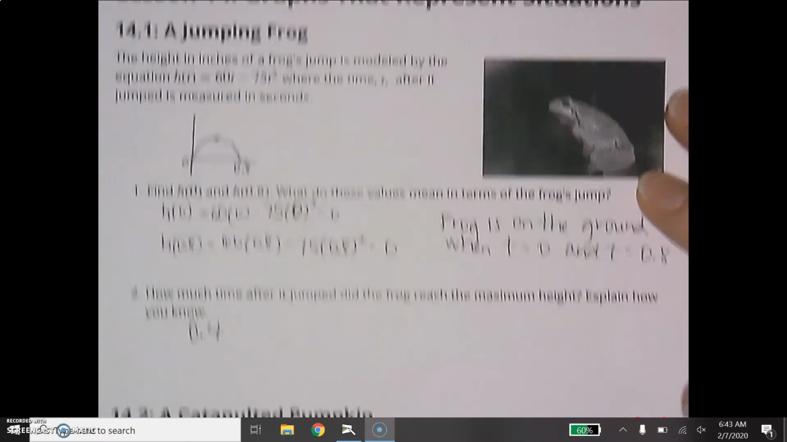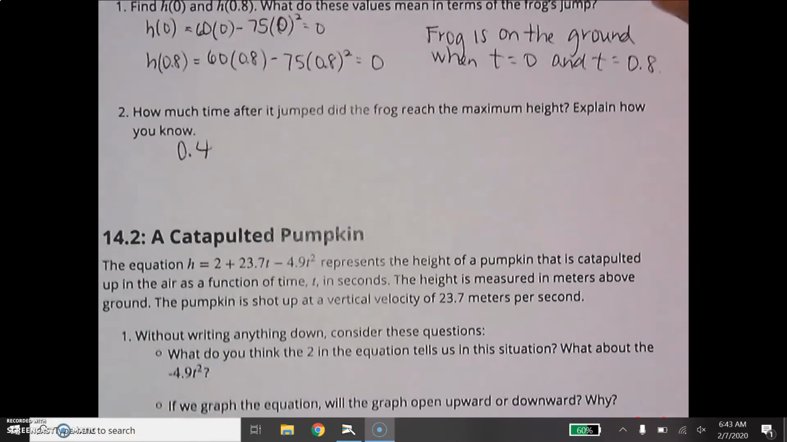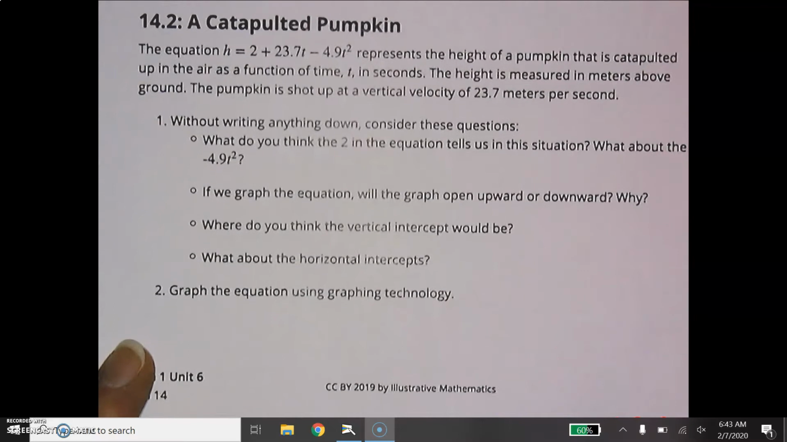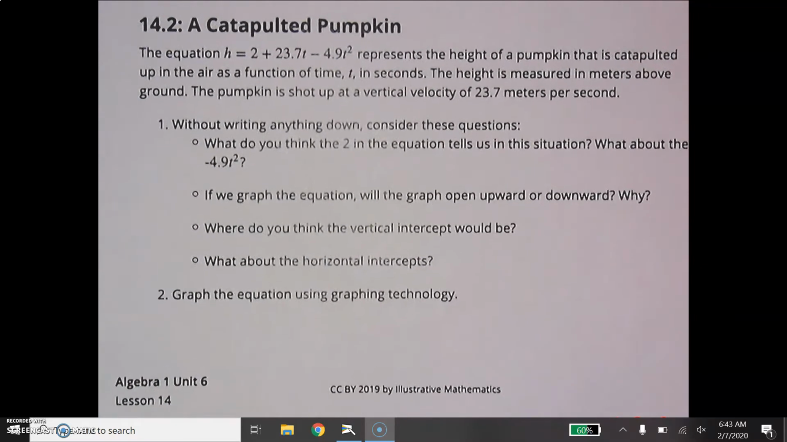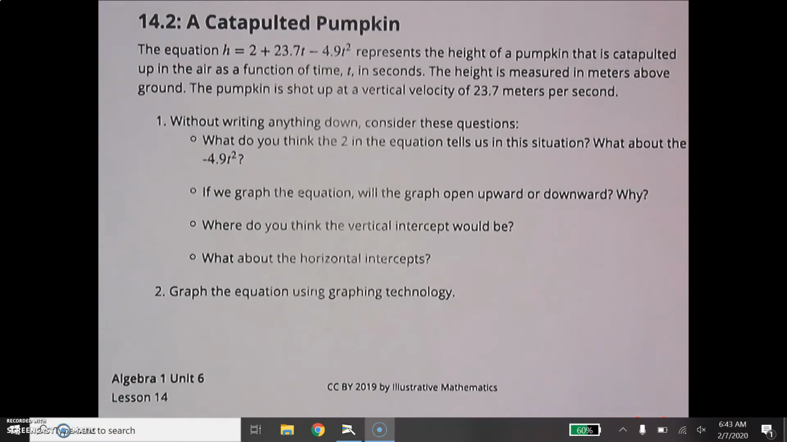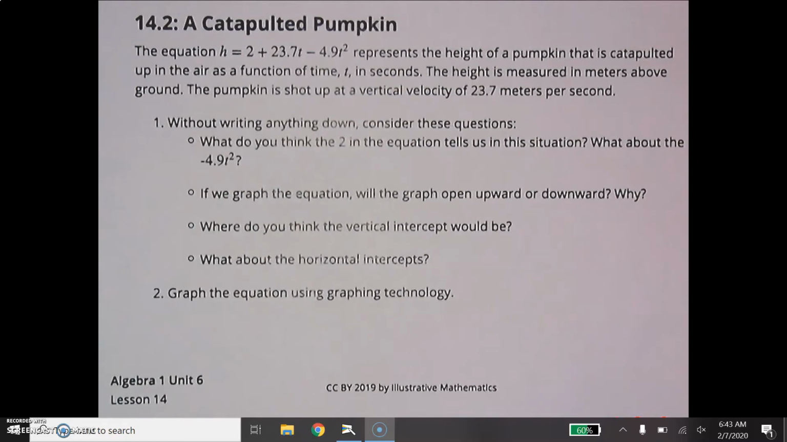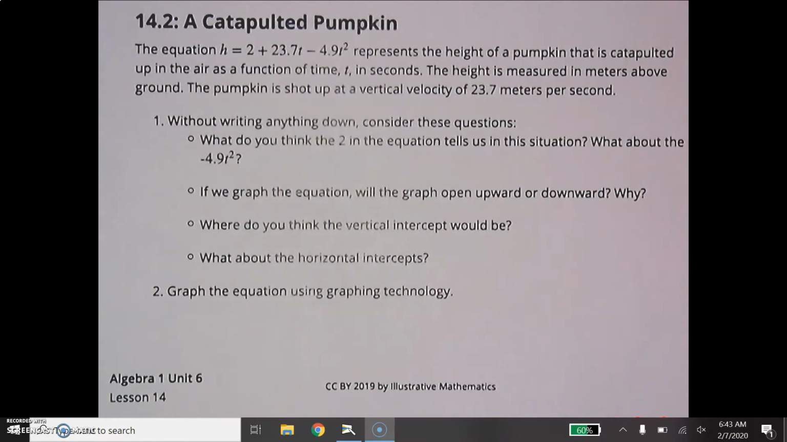All right, our next piece is a catapulted pumpkin. So the equation h equals 2 plus 23 7/10 t minus 4 9/10 t squared represents the height of a pumpkin that is catapulted up in the air as a function of the time t in seconds. The height is measured in meters above the ground. The pumpkin is shot up at a vertical velocity of 23 7/10 meters per second.